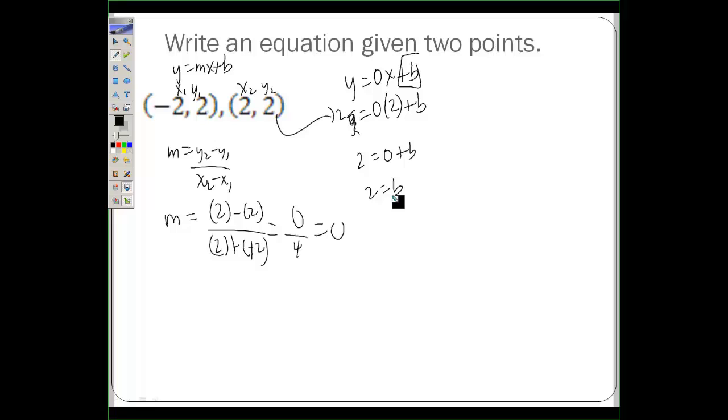So we have an intercept and we have a slope. We can say y equals 0x plus 2, but really we just have y equals 2. And as soon as you get 0 slope, you know it should be a graph with a horizontal line. So it does actually work out.